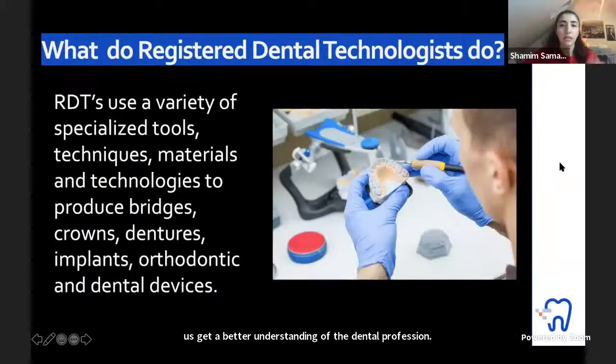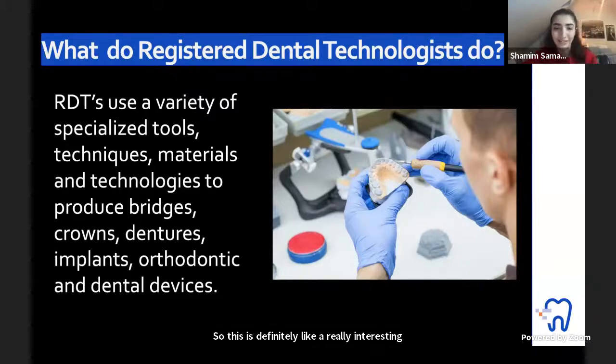So what do registered dental technologists do? I wanted to quickly go over what they do. Basically, they use a variety of specialized tools, techniques, materials and technologies to produce bridges, crowns, dentures, implants, and many of the tools that are used in the dentistry profession. In other words, RDTs work hand in hand with dentists to provide optimal care for patients. This is definitely a really interesting field that I personally have a lot of interest in. And Mr. Michaelino is going to explain a lot more about this today with us.